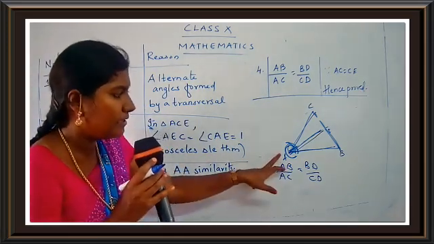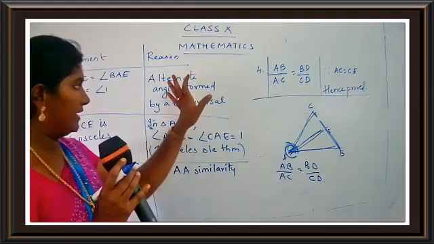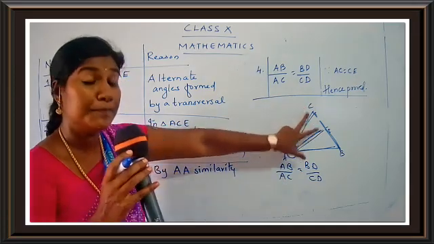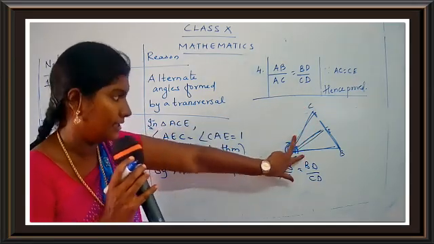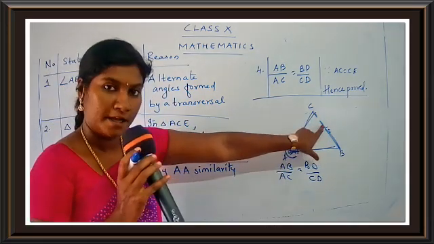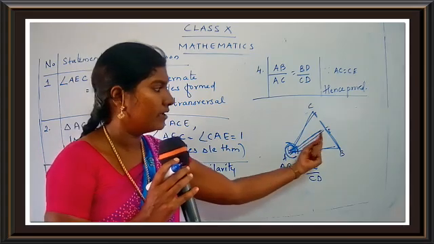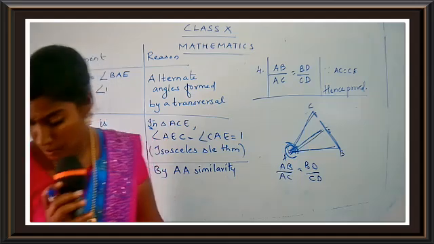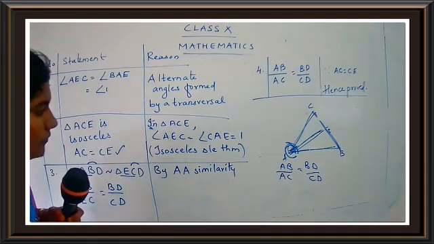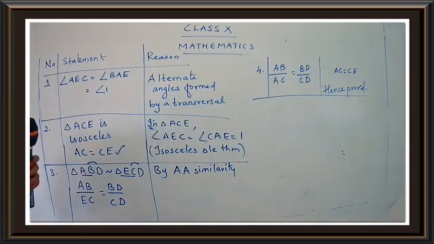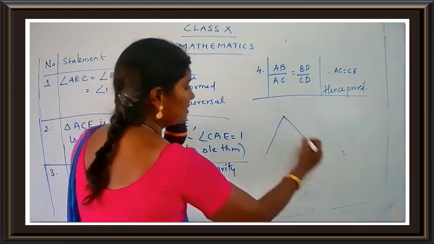Okay, children. So what will be the theorem? AB upon AC, that is the sides containing the angle, and BD upon CD. This is the ratio that you get when AD bisects the opposite side. So this is what we have to prove. Okay. So what was the statement, children? The statement was angle AEC is equal to BAE. Again, without the figure, we just cannot go with the theorem.